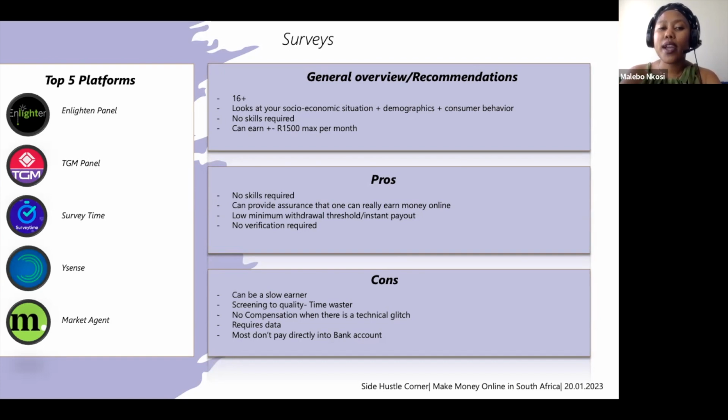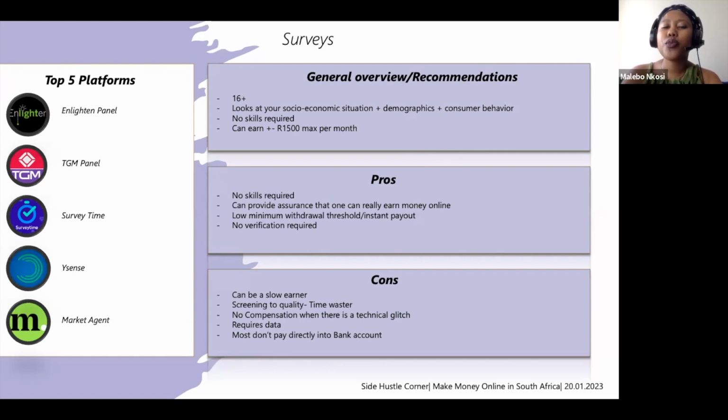most of the time you're required to be at least 16 years of age. They also consider your socioeconomic situation, demographics, as well as consumer behavior. So those are the three things that I say they consider more than anything else. There are no skills required. You can earn plus minus 1,500 maximum per month.